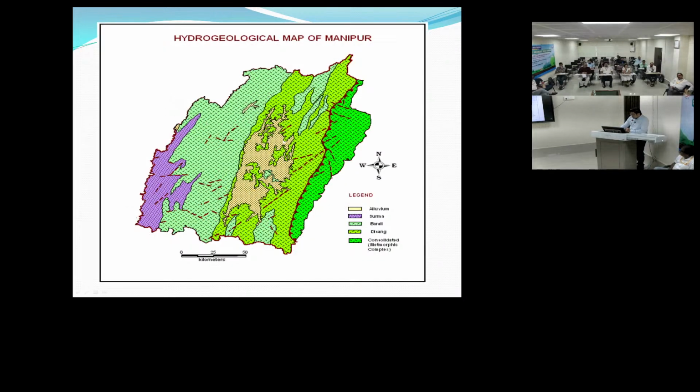This is the hydrogeological map of Manipur. As you can see, only in the valley area you can find the alluvium, mostly in the valley area. And the rest of the formations are around Nagaland. Along the Myanmar border, you can find the metamorphic consolidated formation. The rest are the Disang, Barail, and Surma formations.